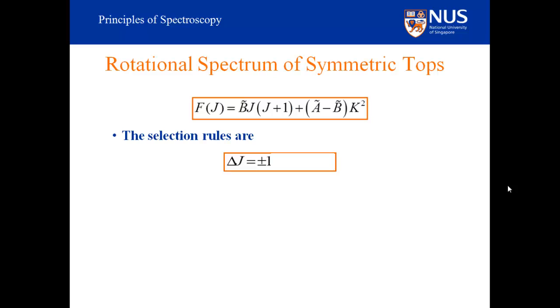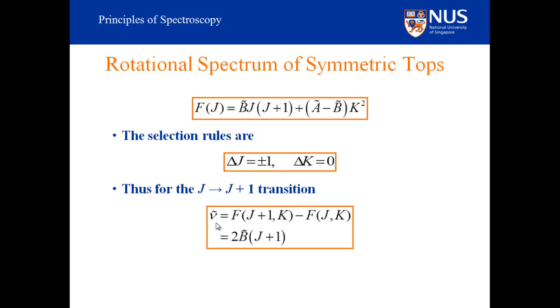But is there a specific selection rule associated with K? And the answer is yes. The specific selection rule associated with K is that delta K, the change in K, must be equal to 0. And as you know, there is also a selection rule associated with MJ, but of course the energy doesn't depend on MJ, so it is not going to affect our spectrum. Because our energy depends on K, the selection rule associated with K could possibly affect our spectrum. So let's calculate the frequency for the transition from J to J plus 1, noting of course that the K quantum number will not change.